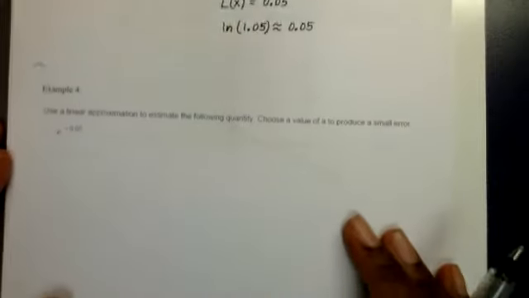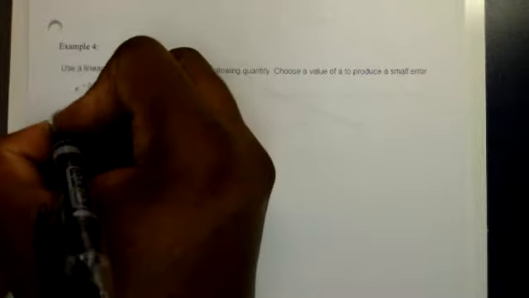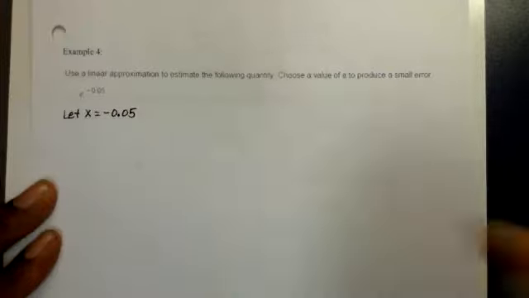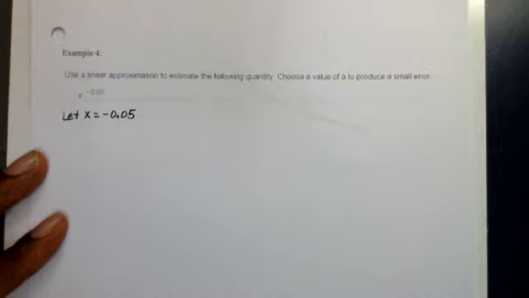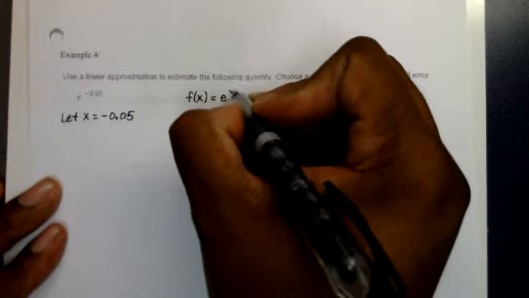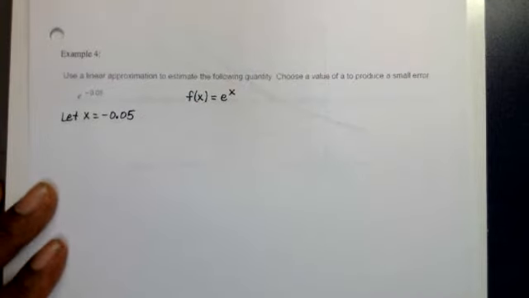All right, let's look at one more of these linear approximation problems. So in this case, we've got e to the negative 0.05, and we're going to use linear approximation to estimate that quantity. And we're going to choose the value of a to produce a small error. So here I'm going to let x be the exponent for the e, which is negative 0.05. So in this case, f of x is going to be the function e to the x.